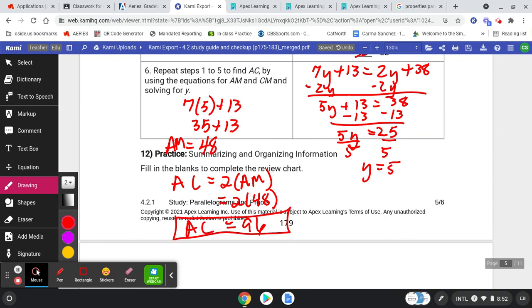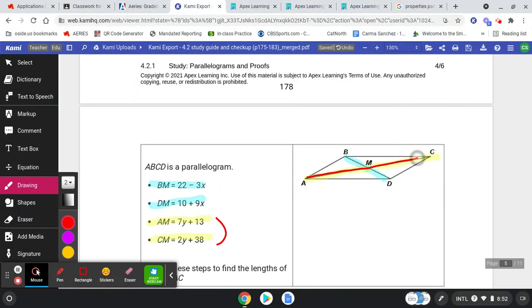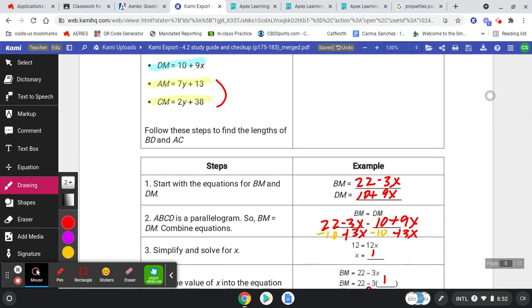So feel free to pause the video here if you're still writing, if you still need time. Just to reiterate, we found the whole length by first finding one of these, and then we doubled it to get the whole length. Does that make sense?